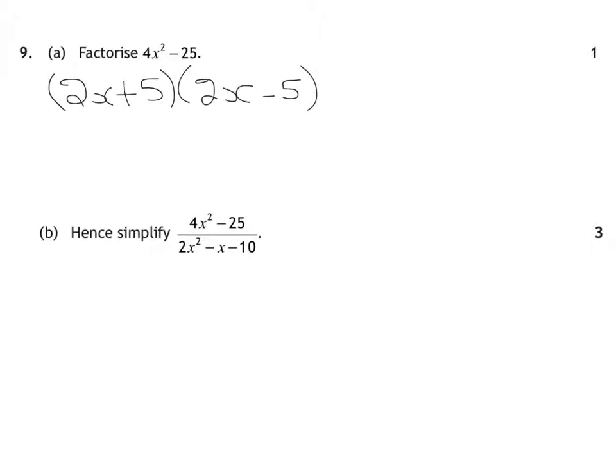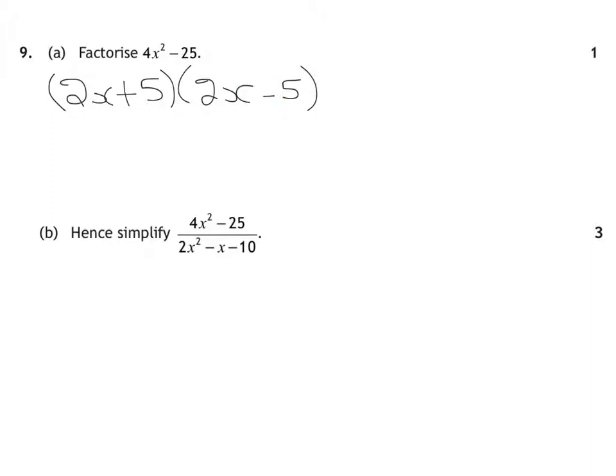So difference of two squares, you take the square root of each thing. The square root of 4 is 2, so you get a 2 in each bracket. Square root of x squared, you've got an x in each bracket, and the square root of 25 is 5. One bracket has a plus, one bracket has a minus, done and dusted.